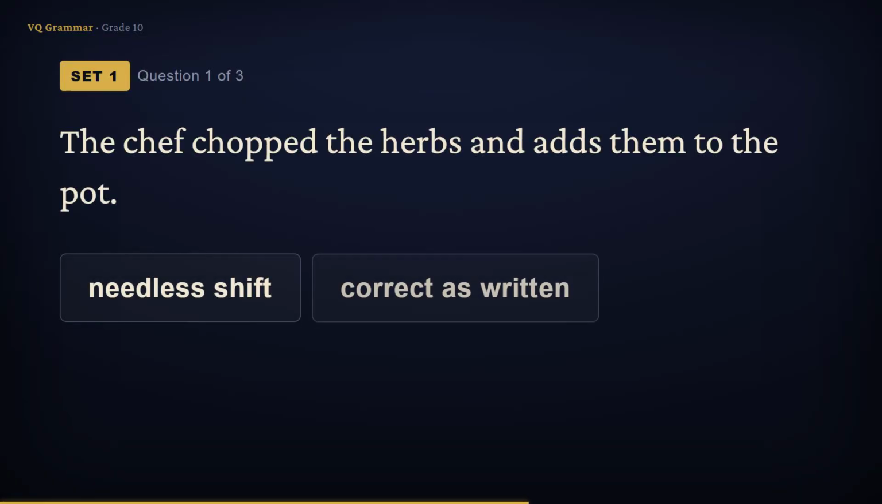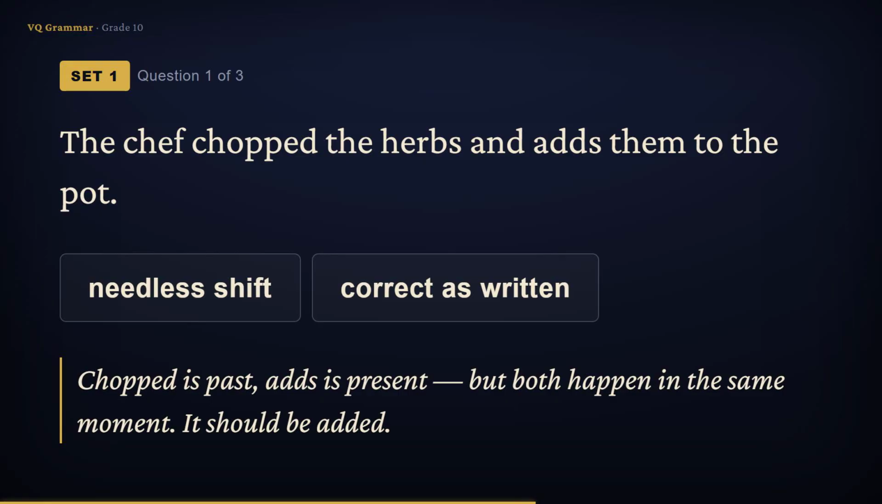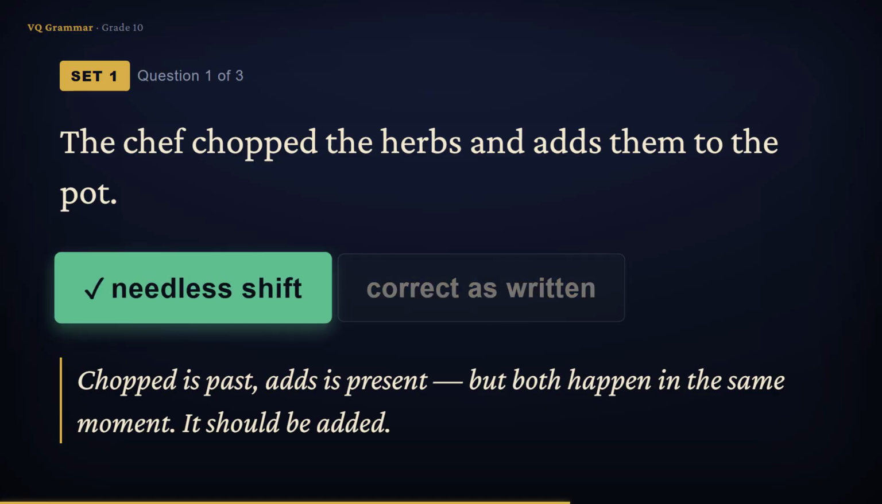The chef chopped the herbs and adds them to the pot. Find the verbs. Chopped, past, and adds, present. Now ask when. He didn't add the herbs on some later day. He added them right then, in the same stretch of cooking. Same time means same tense, so this is a needless shift. It should read, chopped the herbs and added them to the pot.